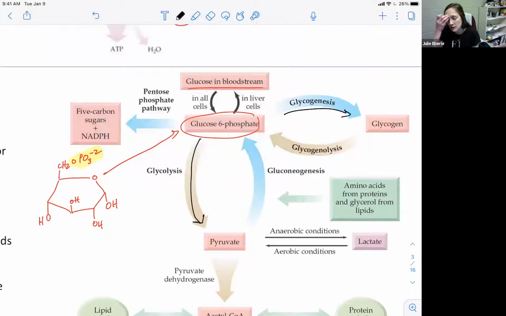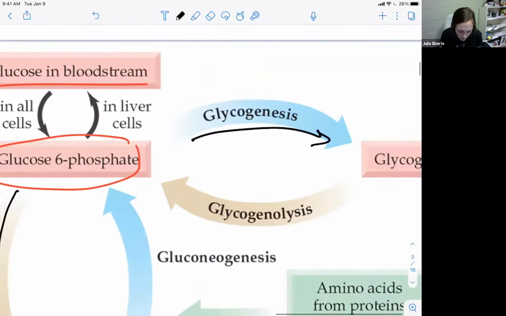Now I'm going to pause really quick. Obviously on this chart, there's a lot of words that start with G. And I think the hardest part sometimes for me with this stuff is keeping all these words straight. Glycogenesis, glycogenolysis, gluconeogenesis, it's hard. They all sound the same. So what I'm going to tell you now, the best way to keep these straight is to look at the root words.